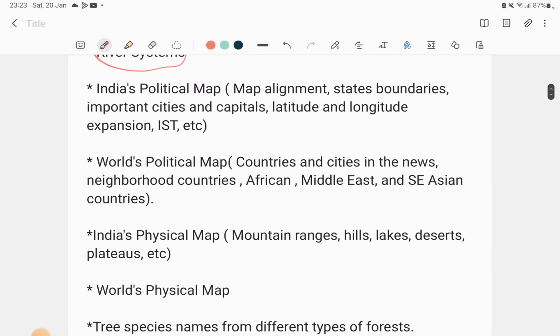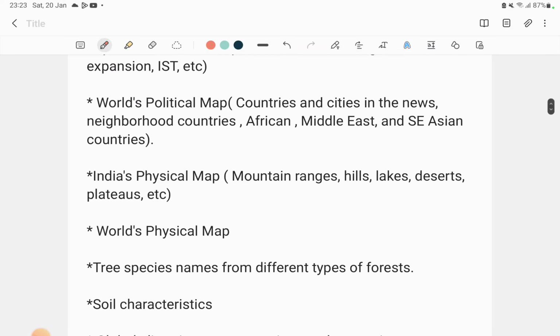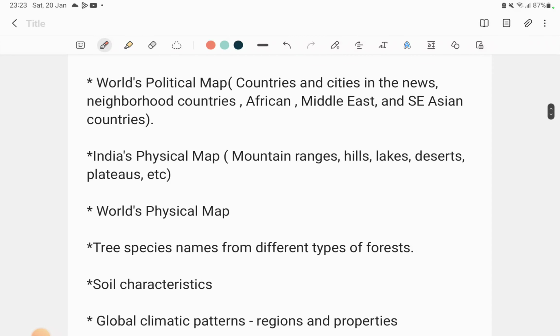And don't forget to revise more and analyze more the world's political map, especially in our neighborhood. So the neighboring countries and Indian Ocean region and Southeast Asian countries, Middle East countries, Central Asian countries, and African countries. Now, second is India's physical map.